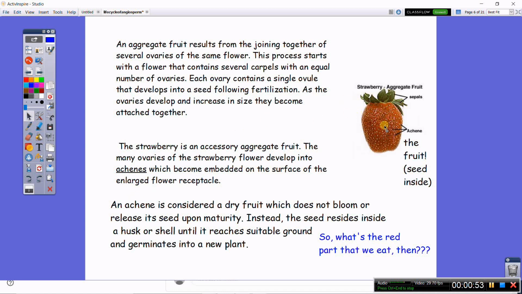The little things that you would call seeds on the surface are called achenes, and achenes are considered a dry fruit. So when you say, well, where's the seed? The seed is inside the achene, okay? So the achene is the actual fruit. So the little things that you think are seeds are actually the fruit, and the actual seeds are inside the achenes. The part that you eat is actually the receptacle. So, think about that next time you have a strawberry.